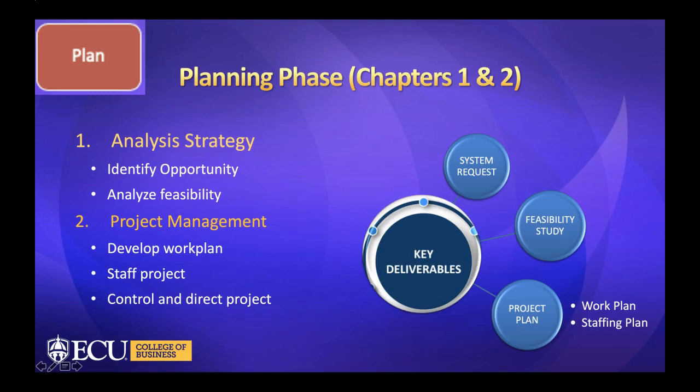Once an opportunity is identified and deemed feasible, then the second step is managing that project. So we develop a work plan. We identify who should do each of the steps, and then we staff the project. Lastly, part of project management is controlling and directing the project. So the key deliverables are the system request, that follows the opportunity, doing an actual feasibility study, and lastly, a full-blown project plan that includes work plan and staffing plan.